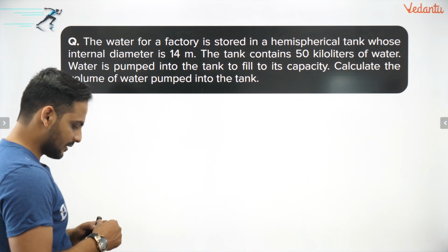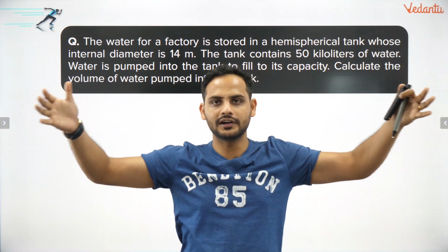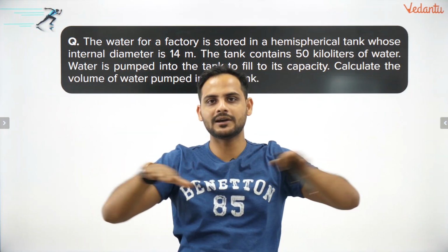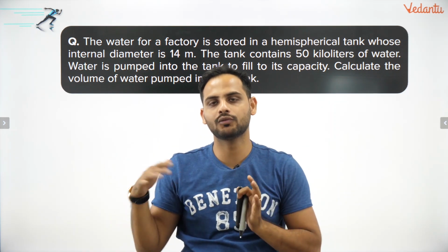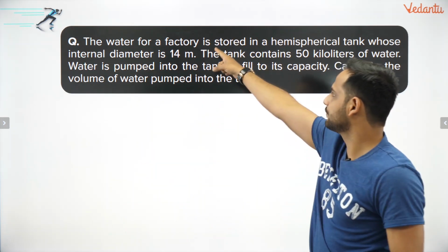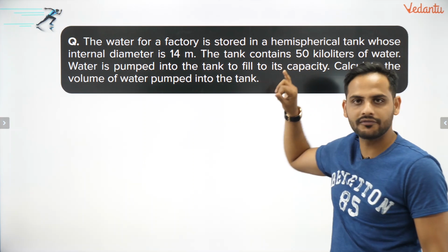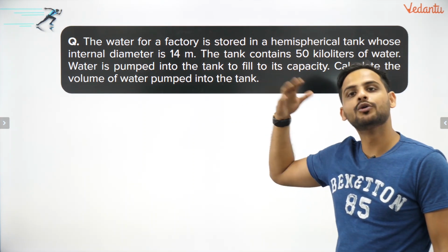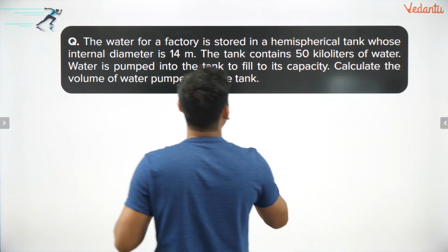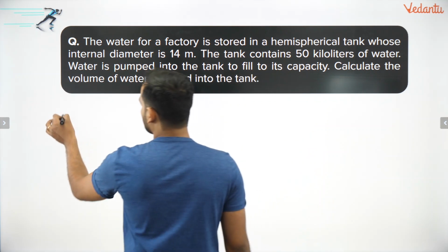Suppose this tank can take 100 liters volume, and I have told you only 80 liters of water is here. How much more water can you fill? You will say 20 liters more. Same thing here, bacho. This hemisphere will have some capacity, and it is filled up to 50 kiloliters only. So how much more water you can supply, that is what the question is. So what is the volume here? The volume of this hemispherical tank will be equal to what?